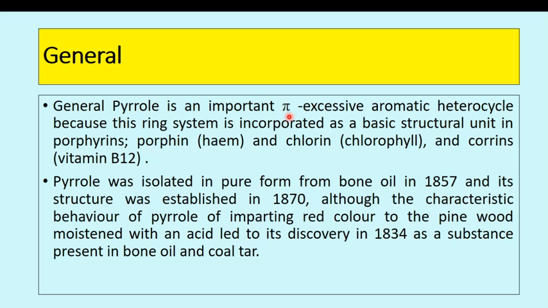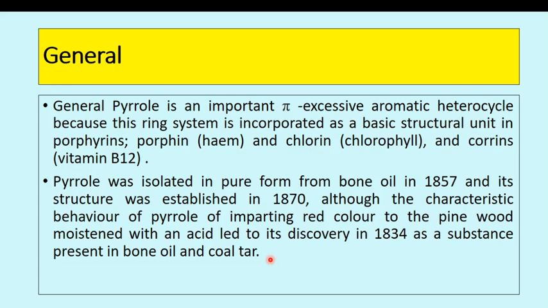It is a pi-excessive aromatic heterocycle because this ring system is incorporated as a basic structural unit in porphyrins, porphine, heme, and chlorins, that is chlorophyll, and corrins, vitamin B12. Pyrrole was isolated in pure form from bone oil in 1857 and its structure was established in 1870. Although the characteristic behavior of pyrrole of imparting red color to pine wood moistened with an acid led to its discovery in 1834 as a substance present in bone oil and coal tar.